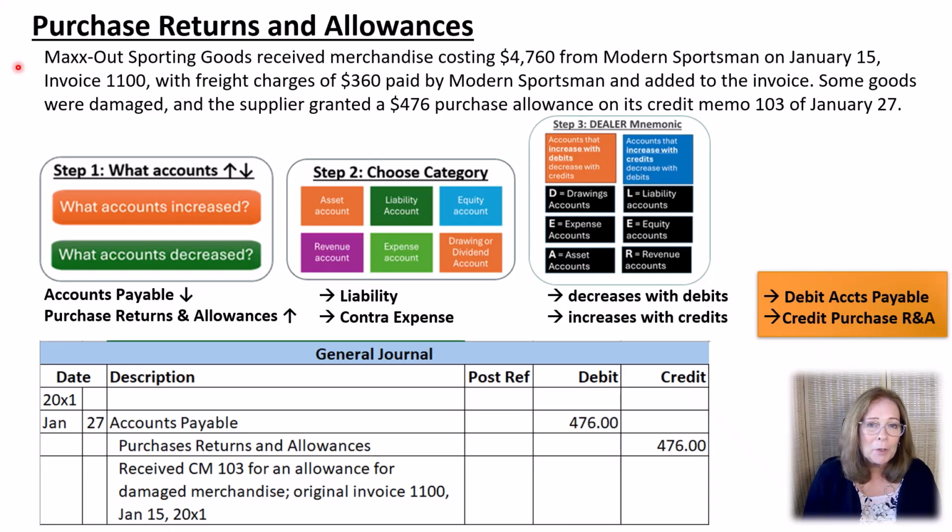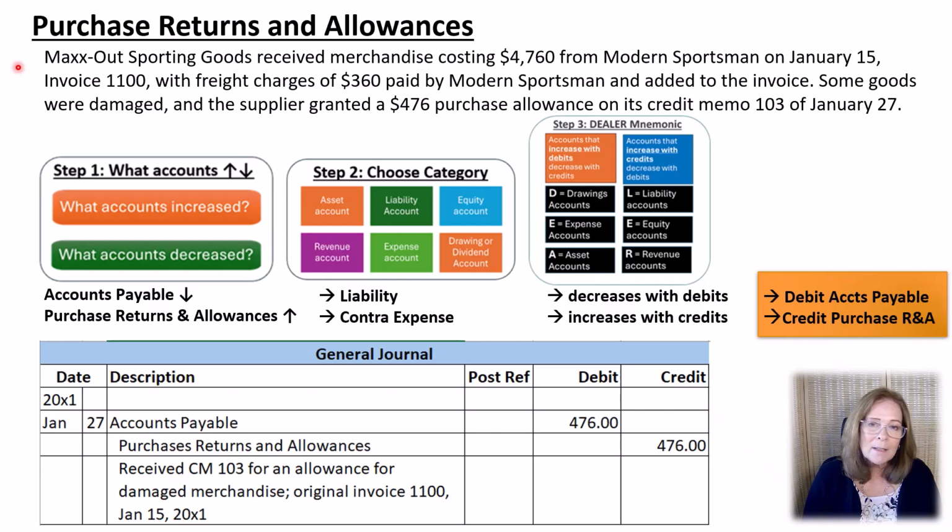In my prior video, we recorded this purchase with a debit to purchases for $4,760, a debit to freight in for $360, and a credit of $5,120 to accounts payable. Unfortunately, some goods were damaged and the supplier granted a $476 purchase allowance on its credit memo 103 of January 27th.